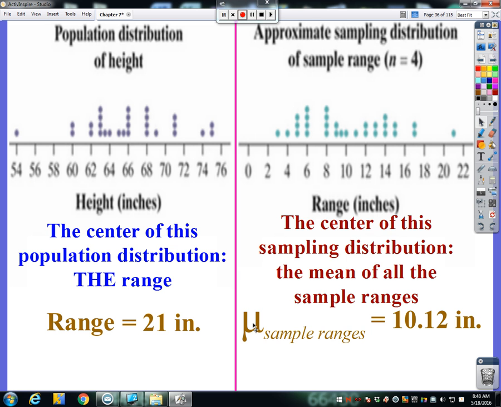So if I took the mean, mu sub sample ranges, since I don't really have a symbol for sample ranges, the mean of all the sample ranges up here is 10.12. We're looking at right here is where the center is, where before the range was 21. So if the range is really an unbiased estimator, then the mean of all the sample ranges should be really close to the population range. So is 10.12 close enough to 21?